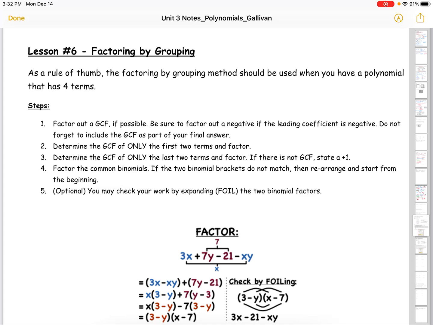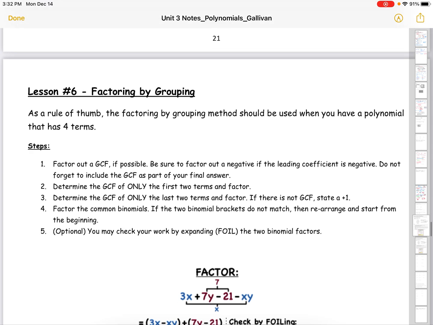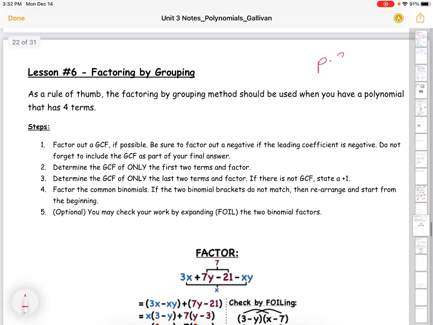So here we are, Math 15, Lesson 6, Factoring by Grouping. This is on page 22 of your note package.